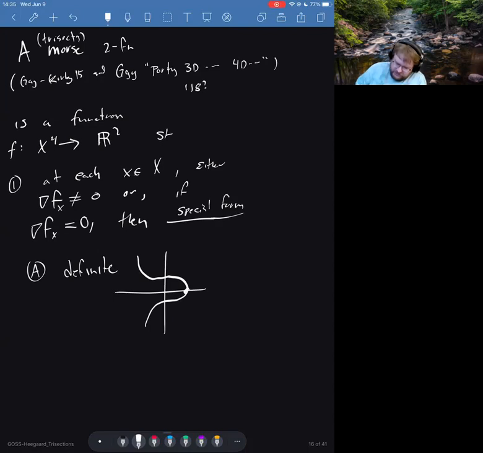Or it's indefinite. I'm being very loose here. The definitions in Gay and Kirby and Gay are much more technical. Where it kind of looks like that.